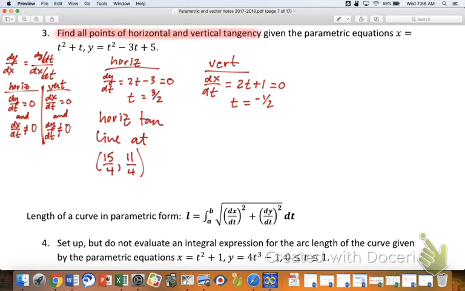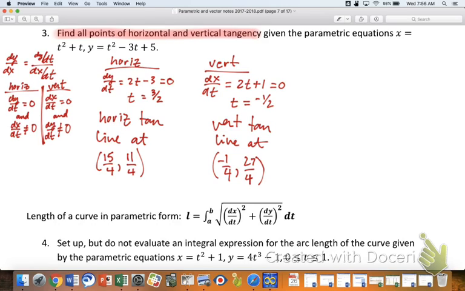All right, and then the other one, of course, t equals -1/2. So we're going to say we have a vertical tangent line at, and then we do the same thing. We plug in the -1/2 for the t values in both x and y. So it's 1/4 plus -1/2, so -1/4, comma, the y: 1/4 plus 6/4 is 7/4, 27/4? Yes? Okay, so there you go.